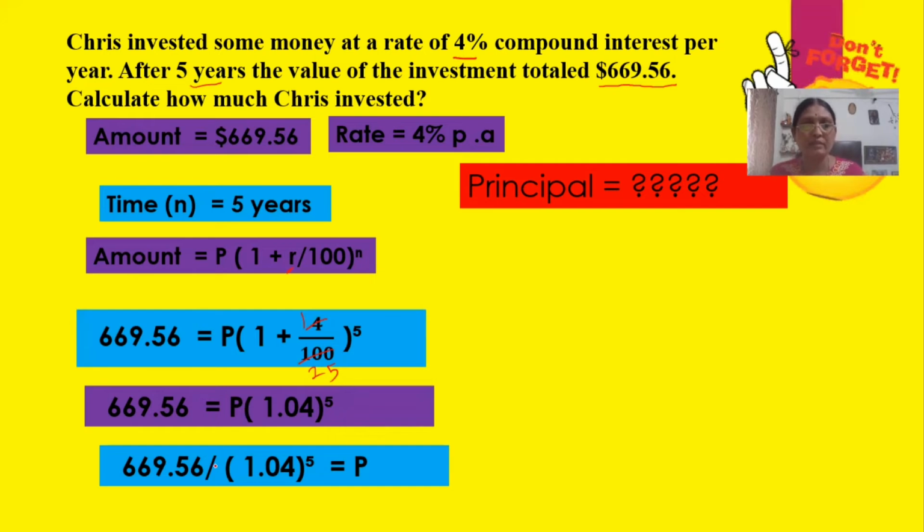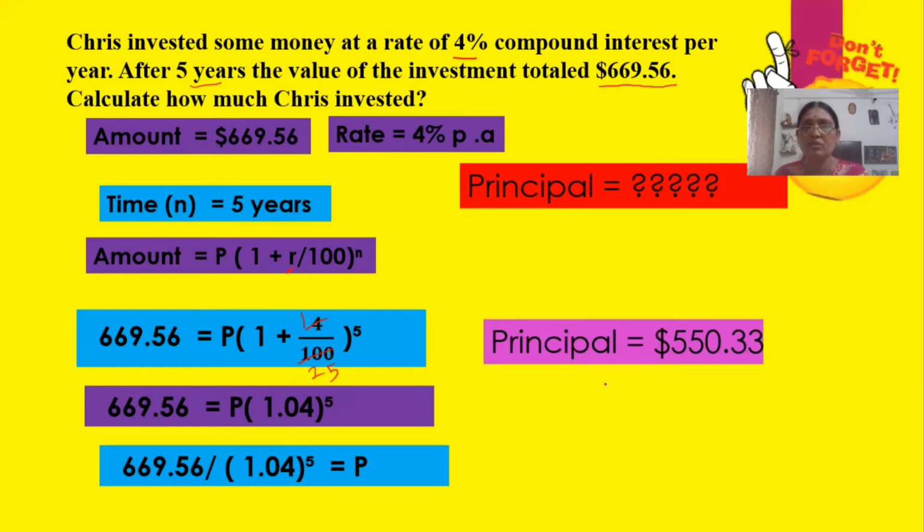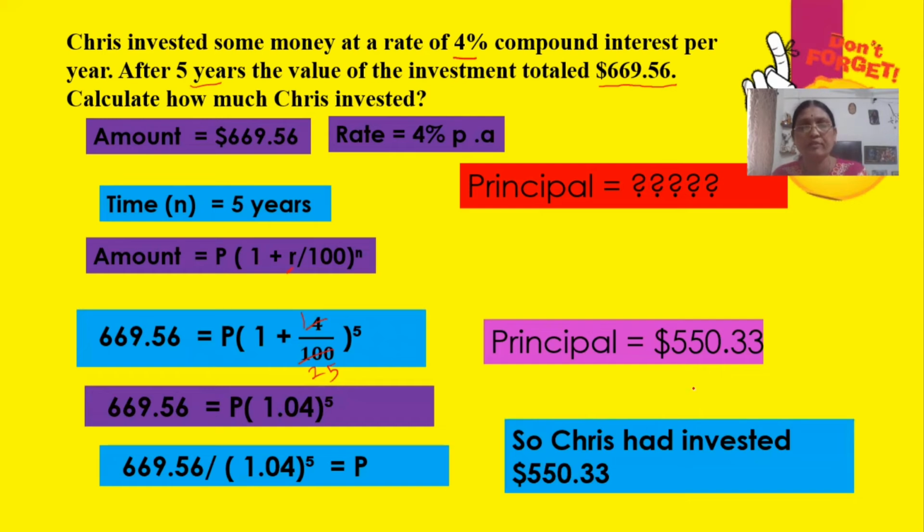So just put in the calculator. I hope you know how to use the calculator for this. Using the calculator, you'll be putting 669.56 divided by, put the bracket for 1.04 to the power 5, and you get this as $550.33. Okay. And this is how you understand that Chris invested $550.33 for 5 years, and then he had received this amount. Got it? So very important to note down the things what are given and substitute and calculate.